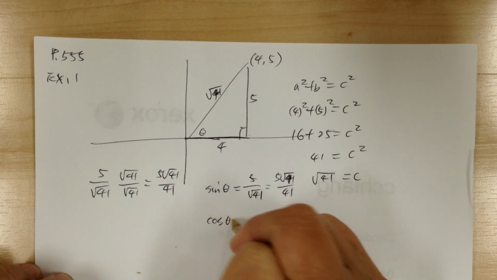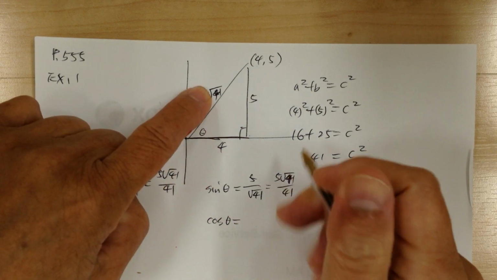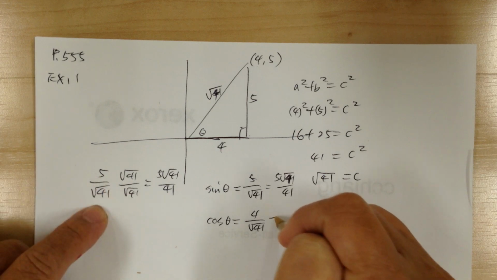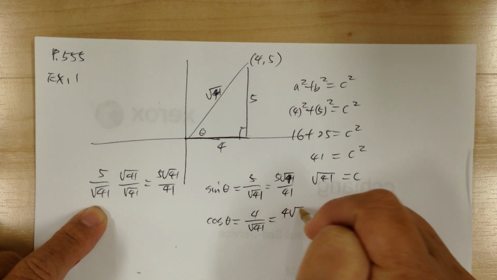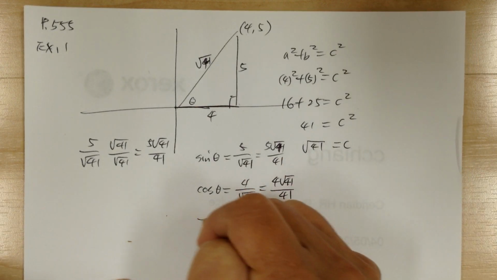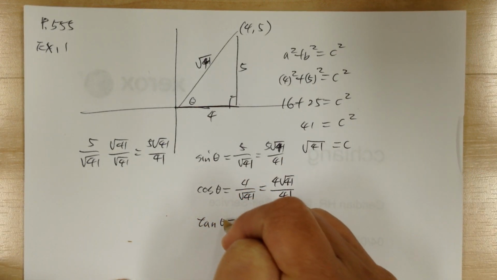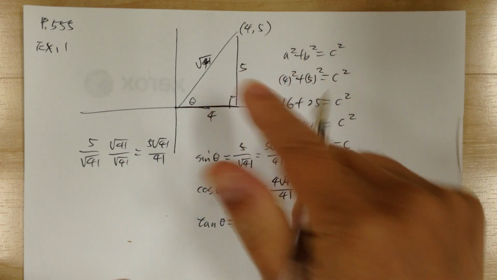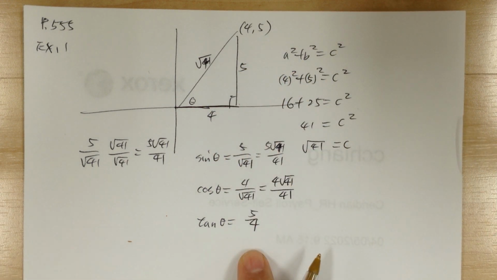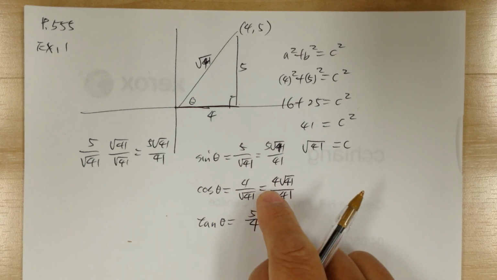Okay, cosine theta is equal to this over that, right? So it'd be equal to 4 over square root of 41. So again, you do the same thing, simplify, you get 4 square root of 41 over 41. Okay. And tangent theta, tangent is a slope, which is y over x, so equal to 5 over 4. Okay. So that's how you find the three primary functions.